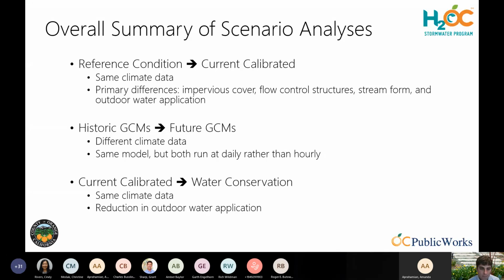And then in the same direction, taking the same two periods, looking at the current calibration versus a future version of that current calibration where there's a reduction in outdoor water application. So representing a sensitivity analysis on what could become of stream flows in the era of additional water conservation measures within the watershed. So this is an overall orientation to the three scenarios that we're using in the study.